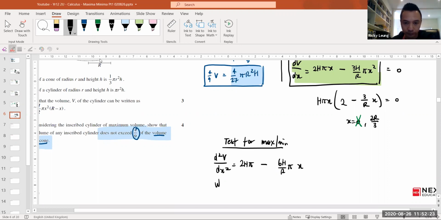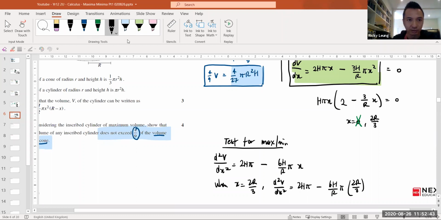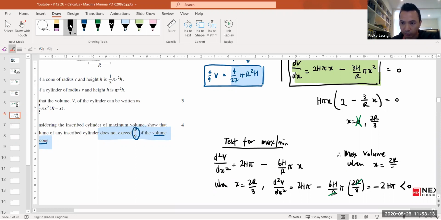So let's say when x equals 2r on 3, second derivative equals 2h pi minus 6h on r pi times 2r on 3. Now let's see if things cancel out here, right? Remember, I want maximum, so I'm hoping this answer for the second derivative is negative. Now 2 on 3 times that is 4. 4h pi, 2h pi minus 4h pi is negative 2h pi, which is always negative because h and pi are both positive things. Therefore, max volume when x equals 2r on 3. Test for max min, done.